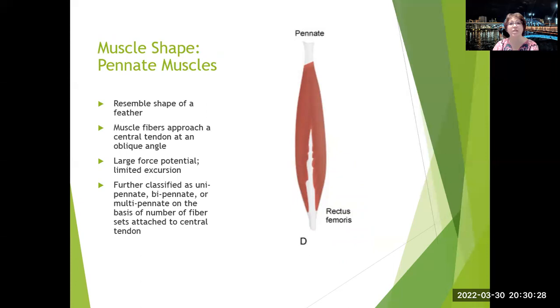Pennate muscles resemble the shape of a feather. When you look at the muscle fiber, the direction of muscle fiber is going to tell us a lot about what the muscle is going to do. So in a pennate muscle, the muscle fibers approach the central tendon at an oblique angle. So large force potential, but limited excursion. So there are some subclassifications of pennate muscles, unipennate, bipennate, or multipennate, depending on the number of fiber sets attached to the central tendon. So when we look at individual muscles, we'll look at that and we'll see which are which. So a classic unipennate muscle is the rectus femoris. So large force potential, but limited excursion.